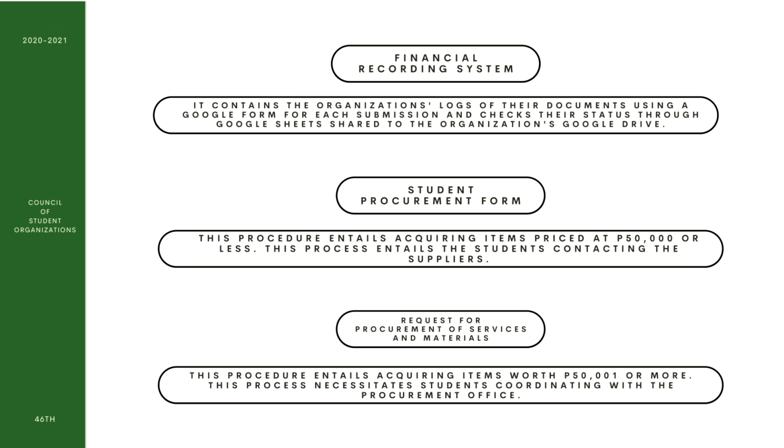Student procurement form: this procedure entails acquiring items priced at 50,000 or less. This process entails the students contacting the suppliers while still following the university's procedures by submitting an SPF along with at least 3 formal quotations from the university's accredited suppliers. Request for procurement of services and materials: this procedure entails acquiring items worth 50,000 or more. This process necessitates students coordinating with the procurement office, as the procurement office will be in contact with the suppliers.